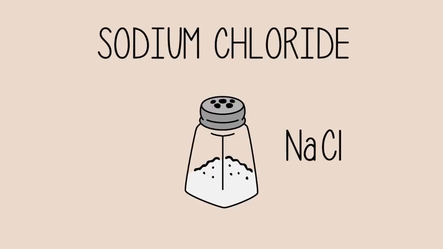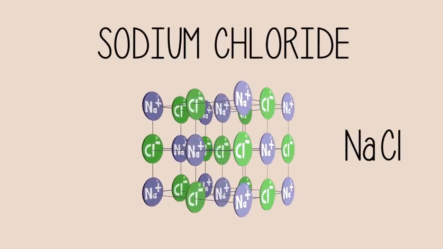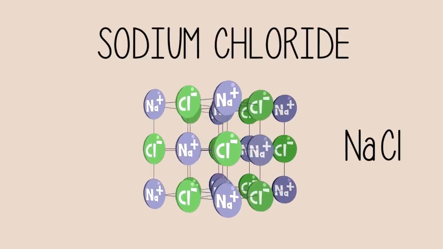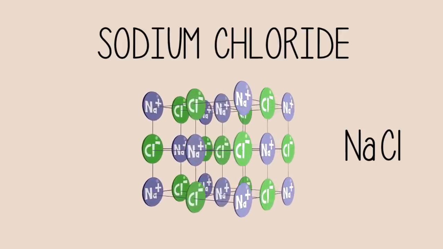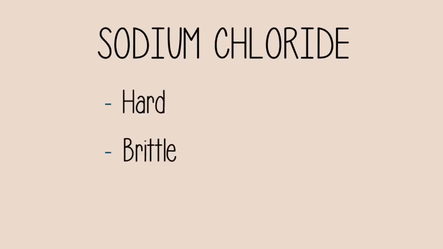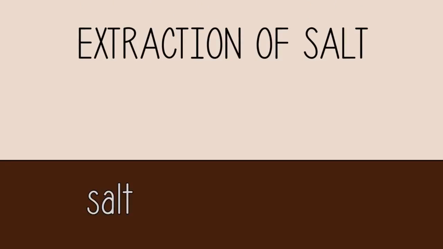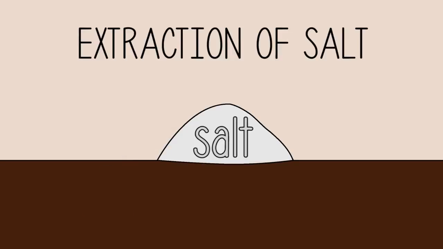Regular table salt is sodium chloride. You may be familiar with the fact that sodium chloride is in fact a giant 3D ionic lattice of alternating sodium and chloride ions. You may also know some properties of sodium chloride. Sodium chloride is hard and brittle and can conduct electricity when molten or dissolved in water. In this lesson, we will learn about how salt can be obtained from the earth.